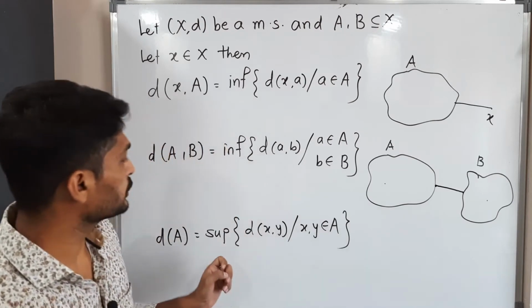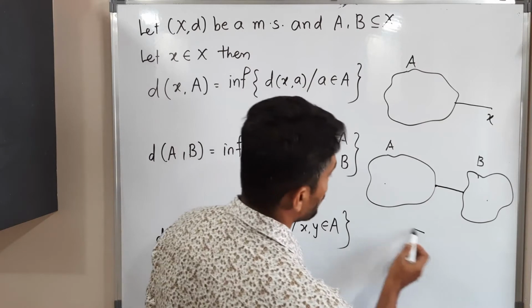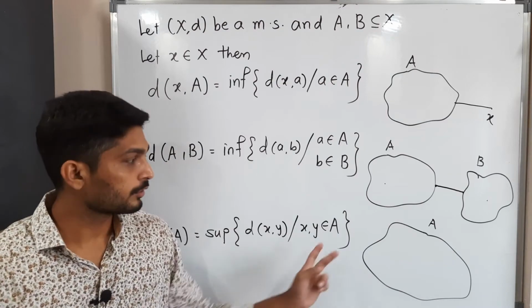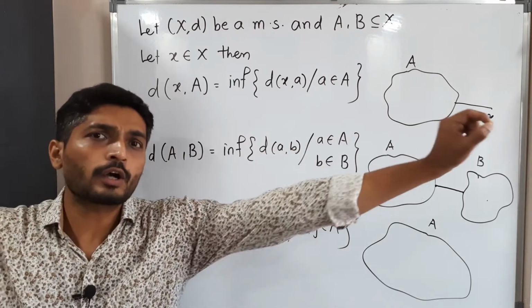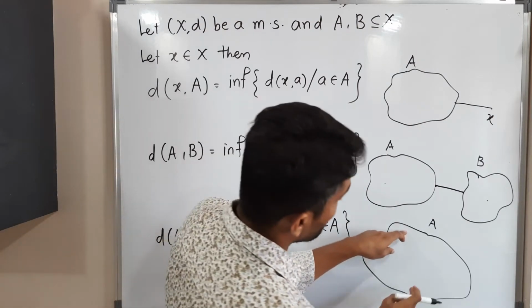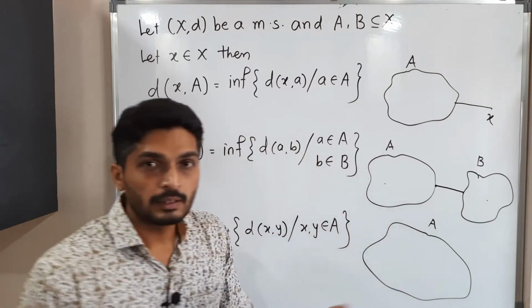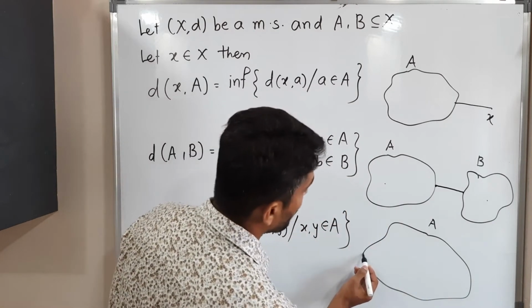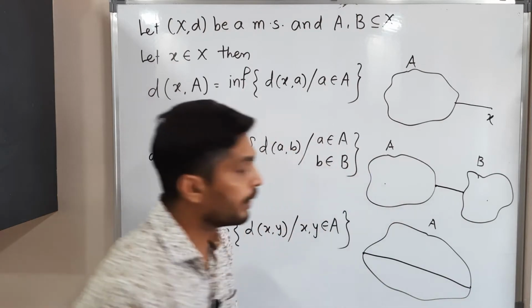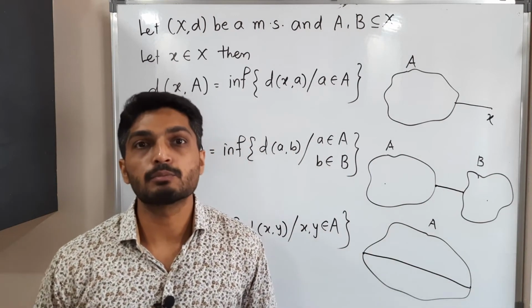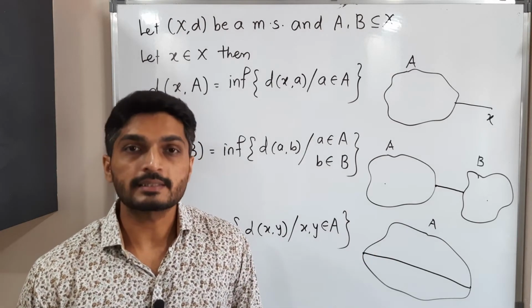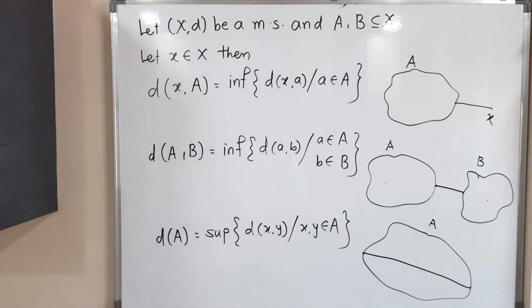Getting? Last one is diameter of a set. Suppose this is a set A and we have to find its diameter. Diameter means supremum. You can take any two points of A and whatever the longest distance between them, that will be the diameter of a set. That means if you select x here and y here, then that will not be the maximum distance. But if you select a point at this end and a point at that end, then the distance between these two points will be supremum, or you can say maximum. So that will be the diameter of the given set A. Okay, so you can make a screenshot of it. After that, we will discuss one example.